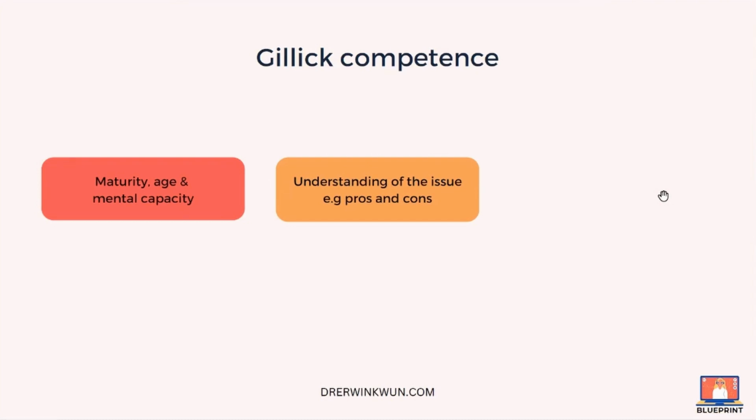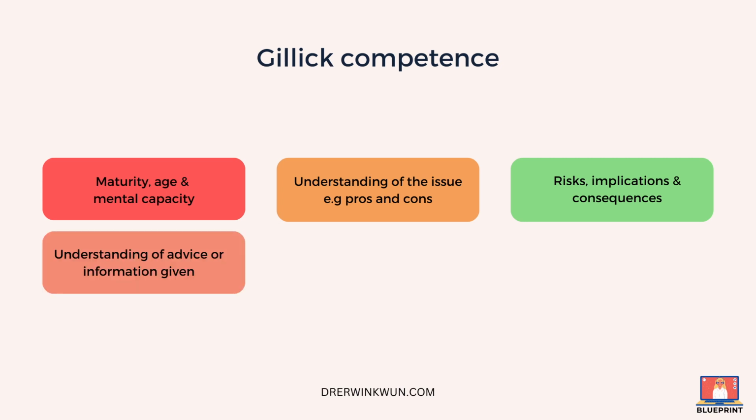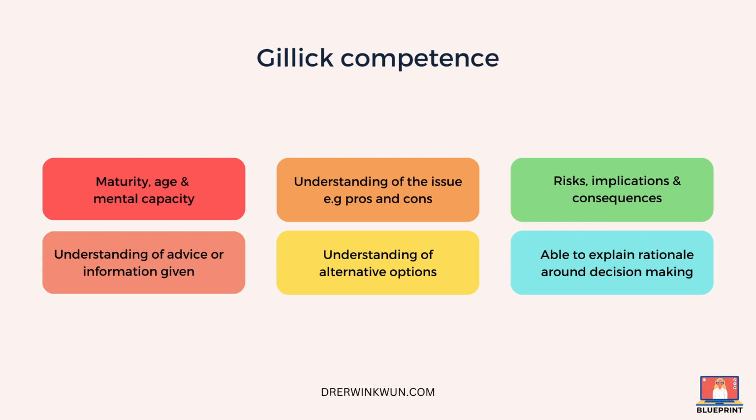So think about these 3 components here. And then whether they can understand the issue, the pros and cons of the decision that they're going to make, and whether they can understand the risk, the implications, and the consequence of the decision that they are being asked to make, whether they can understand the advice or the information being given. So whether they have good understanding of the information that you're giving them, and also if there is an alternative option that's available, whether they understand that as well. And lastly, whether that individual can explain the rationale around the decision making.